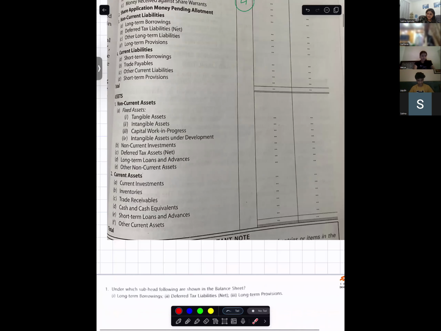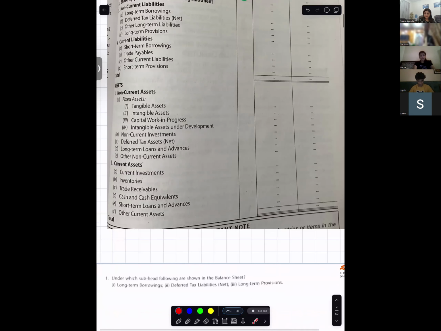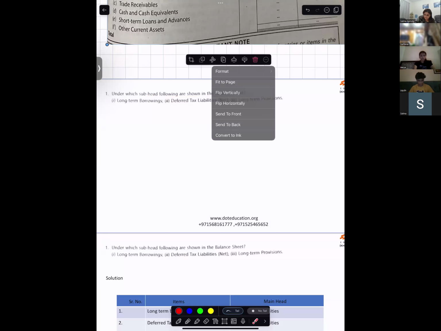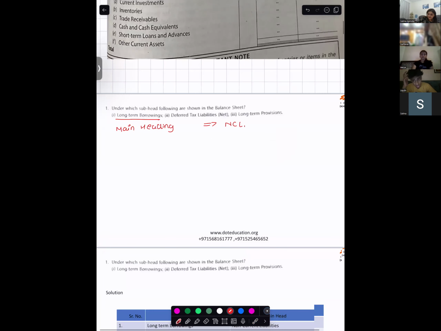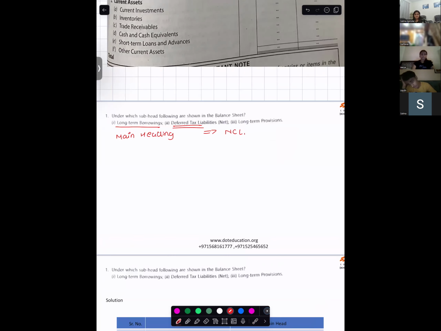Under which subheading the following is shown in the balance sheet? Long-term borrowings. Where is long-term borrowing shown in the balance sheet? What is the main heading for it? Non-current liabilities. So the main heading for this is non-current liabilities. Arya, where will deferred tax liability come? In non-current liabilities. Very good.